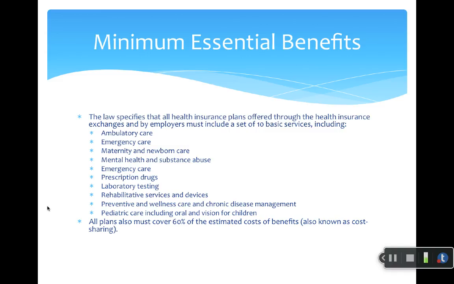So these minimum essential benefits ensure that the basics are being covered by all legally sold health insurance plans in the United States. It also requires that plans cover at least 60% of those estimated costs of benefits, right? So the cost sharing is capped for individuals at 40%.